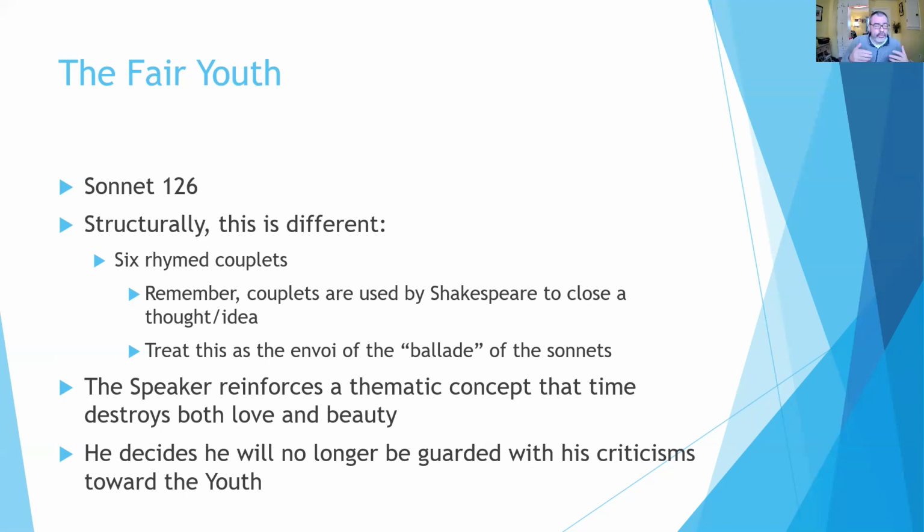And this also calls to memory the structure of a ballad. So the ballad has an envoy at the end, and what that envoy is, it is a short stanza that sort of closes out the entire poem. And this is kind of what this sonnet is doing, sort of closing out the poem. Now, it also kind of summarizes or underscores major thematic concepts that were taking place, which is primarily this idea that love and beauty, they sort of recede, they sort of are destroyed by time, if you will.